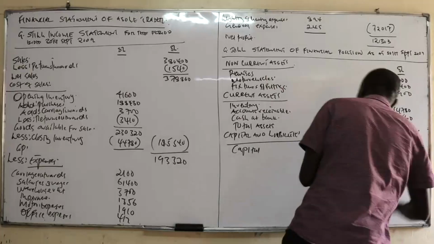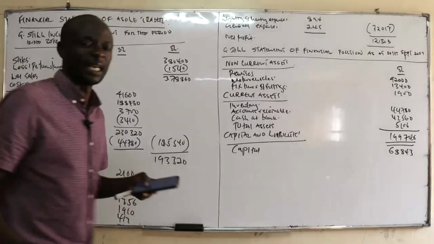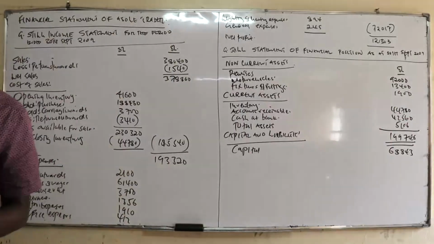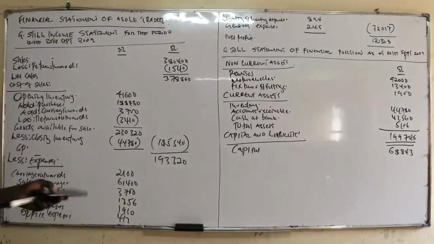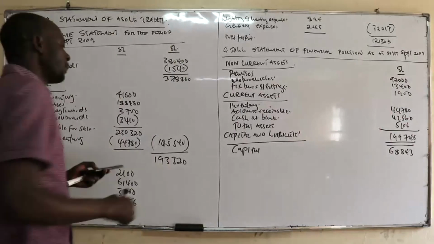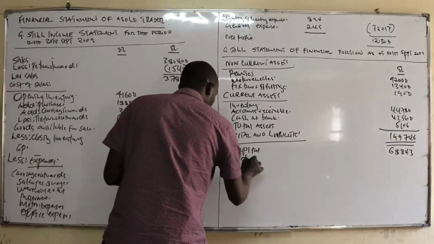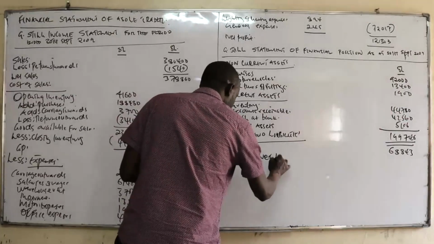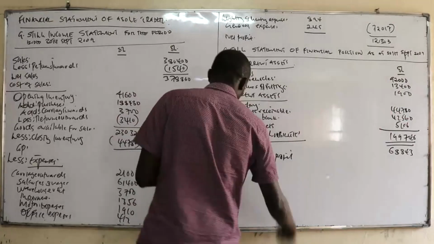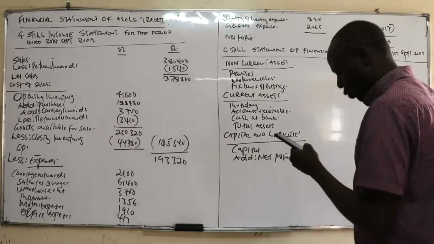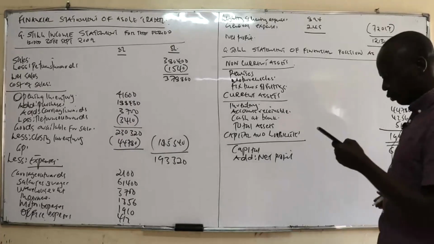In case the business generated a profit in that particular year, the profit increases your capital. So when you generate profit, you add the profit you generated. If you generate loss, it reduces your capital, so you deduct it from your capital. So profit increases the capital, while losses reduce the capital.